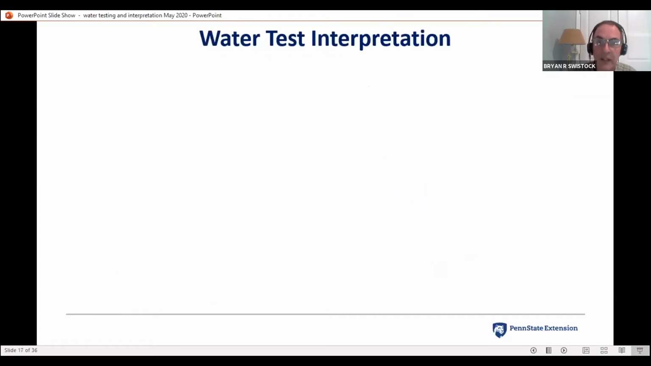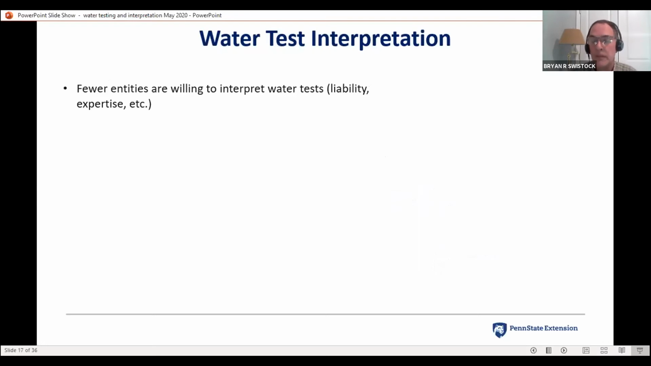So with interpretation, we find fewer and fewer entities and people are willing to do this. One of the main reasons is liability. They don't want to be the one to tell somebody that they need water treatment or don't need it. So we see fewer labs doing interpretation and fewer government agencies doing this as well. Reports have become longer and more complicated as well. We see that from the pre-drill surveys where there used to be a couple pages or a page, now there are 30 pages, very daunting.